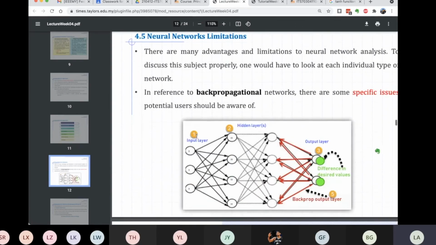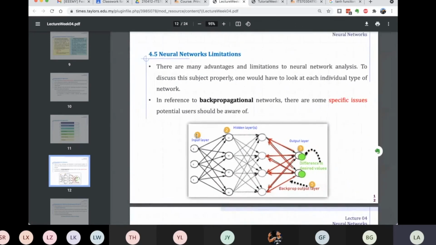What are the limitations of the neural network? There are many advantages and limitations, just like with every application, we have pros and cons. To discuss this subject properly, we have to look at each individual type of neural network. For example, here we have the backpropagation networks, and there are some specific issues that we need to be aware of.